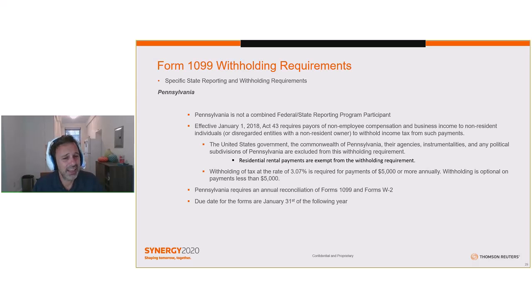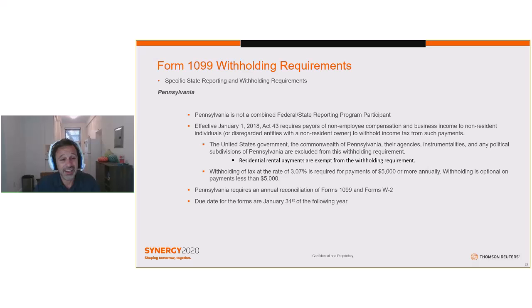Withholding is optional on payments less than $5,000. I can't say I can understand why they put that in. I do have some companies that are doing this non-resident withholding in Pennsylvania, but none that are doing it voluntarily if the payments in total are less than $5,000. These forms are also due to the state by January 31st, similar to the federal.